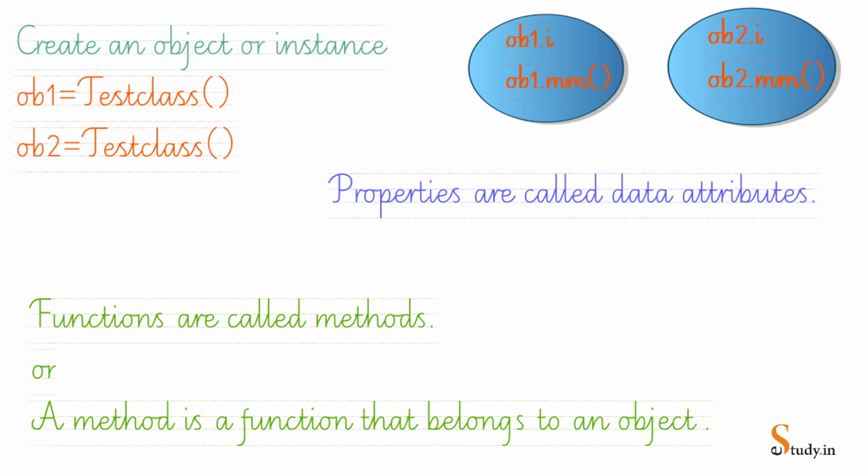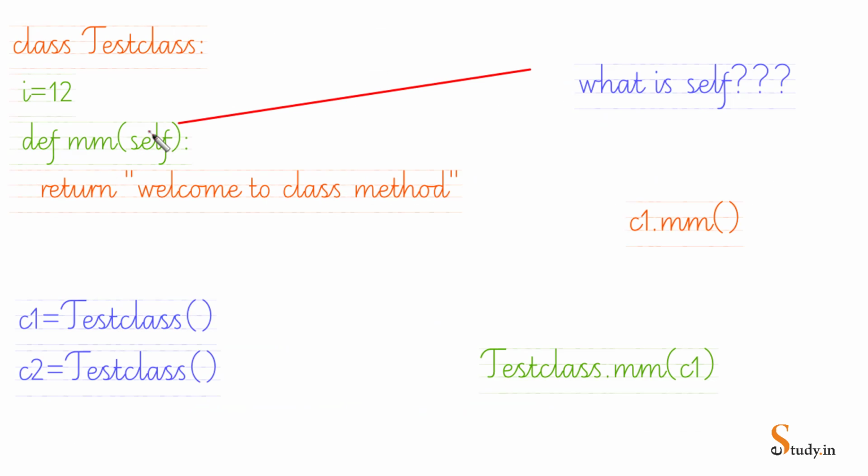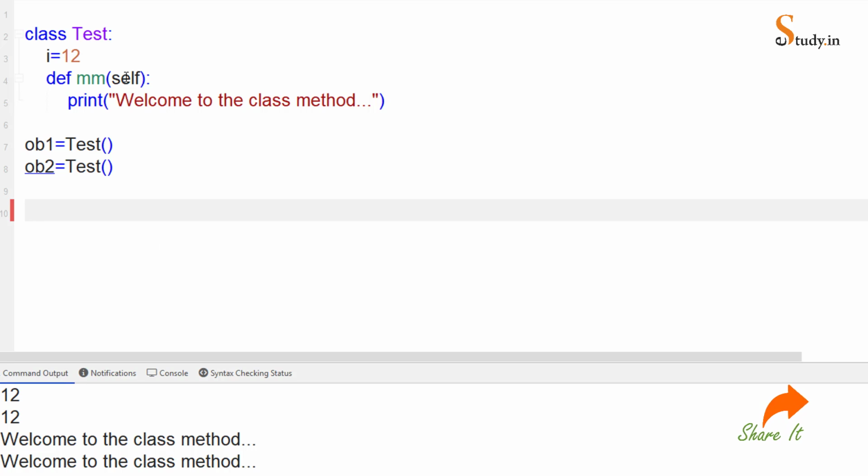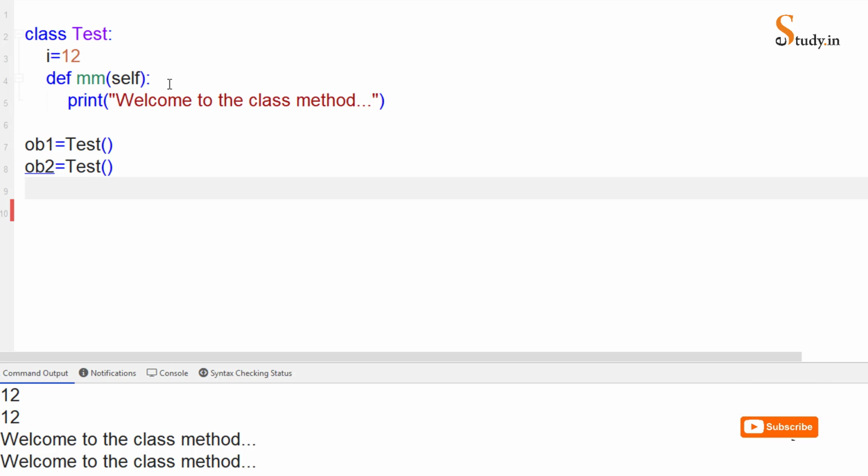Now what is the meaning of this term? What is this self that we are using here? Okay, so let us understand this. So here if you see, we are saying that it is a method because it belongs to an object. So what is the meaning that it belongs to an object? So just to understand this, what we'll do is, now here if you see this first argument to this method is self. So whenever we have a function which is defined in the class and which has the first argument as self, then that method belongs to the object. Okay, so basically self refers to the object.